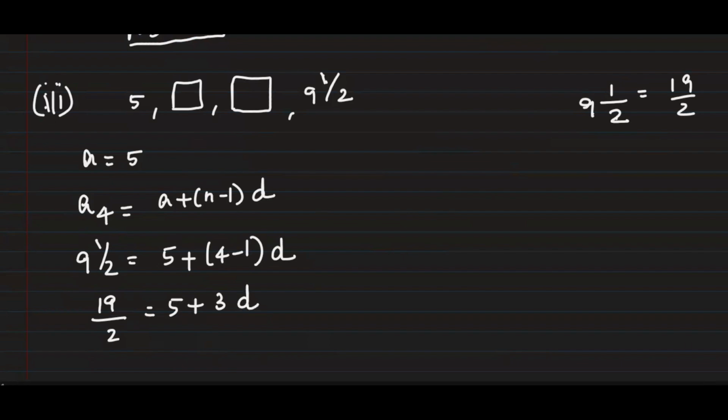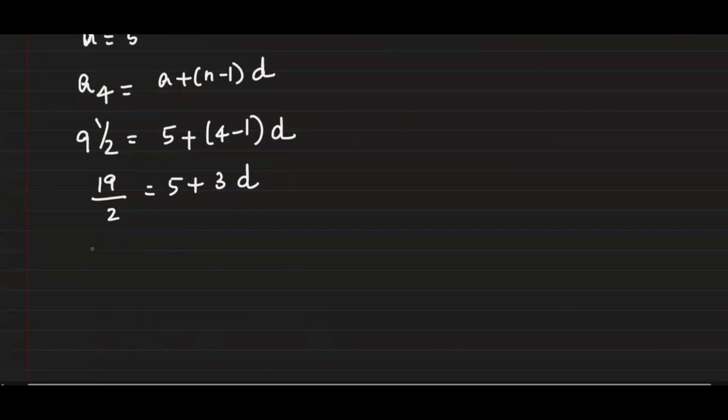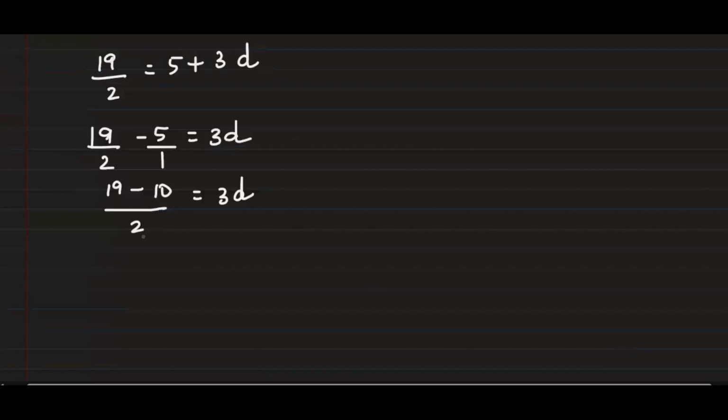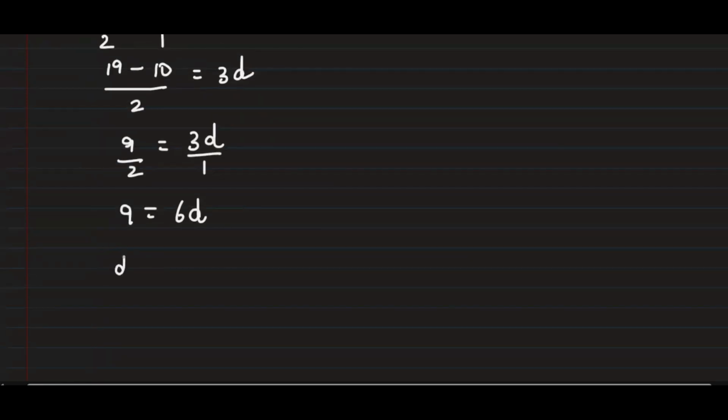Now let's solve this equation for finding the value of D now. So 19 by 2 minus 5 equals 3D. Take a LCM. So 2, 19 minus 5 into 2, that will become 10. This is equal to 3D. So 19 minus 10 will become 9. So 9 by 2 is equal to 3D. Let's cross multiply now. So 9 is equal to 6D. So D value is equal to 9 by 6, which is equal to 3 by 2.